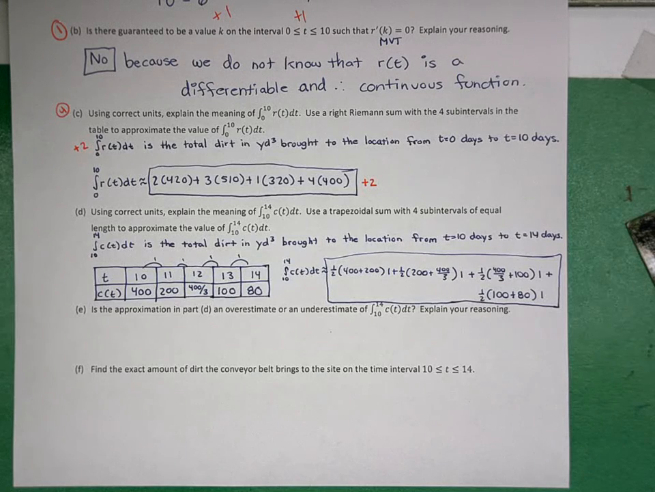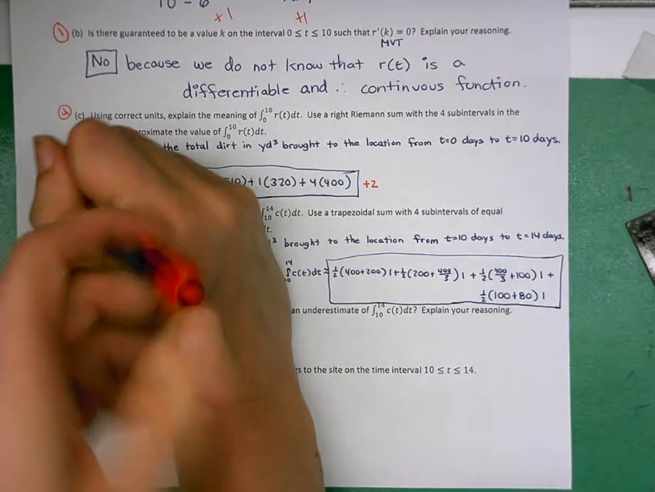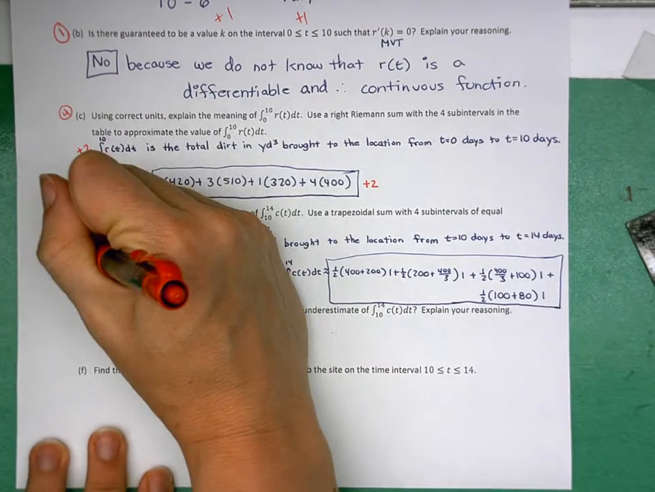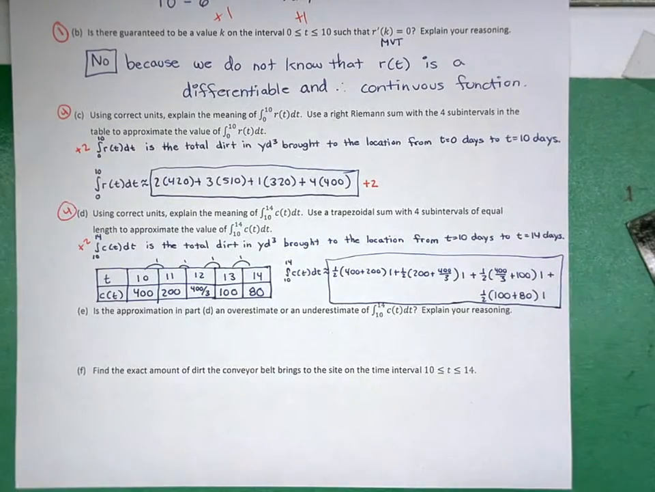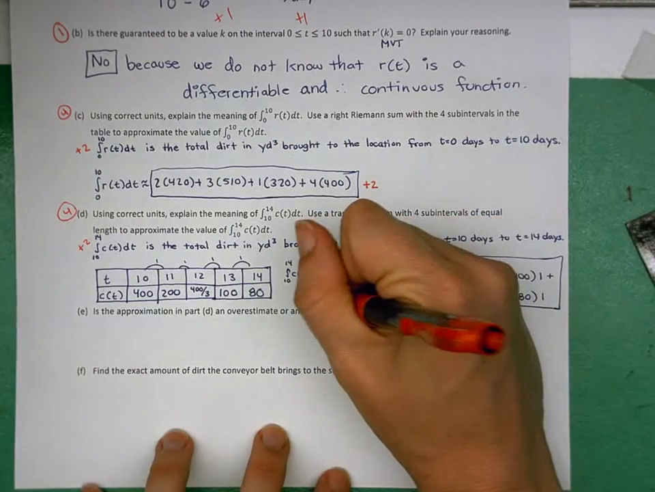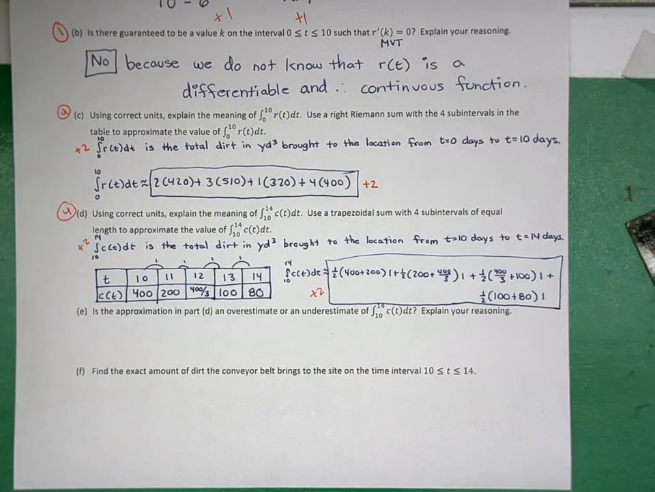Okay, so this one was also worth 4 points. Same initial 2 points, one for your explanation, one for including appropriate units. And then same final 2 points, one for your trapezoidal sum and one for your answer. With, again, the same breakdown of partial credit there.